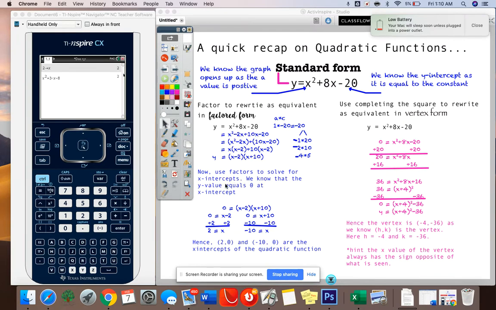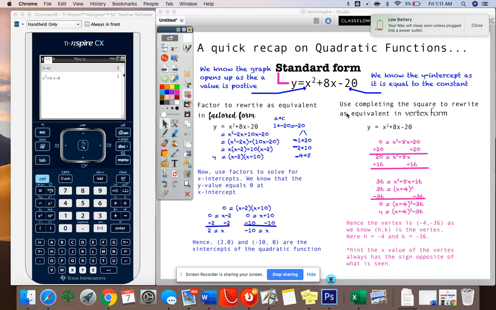Anytime you have an x-intercept, you know that the y equals 0. So here we have substituted 0 in for y. Now we will set each factor equal to 0 in order to solve for x. First, we have 0 equals x minus 2. If we use the inverse operation and add 2 to both sides, we now have x equals 2. We'll repeat this process with the factor x plus 10. Subtract 10 from both sides, and we have x equals negative 10. Hence, 2 comma 0 and negative 10 comma 0 are the x-intercepts of this quadratic function.